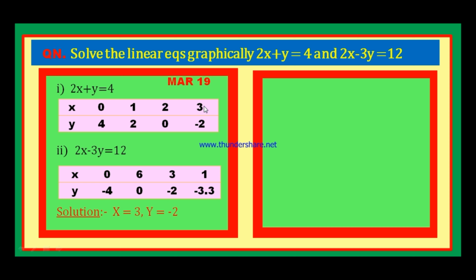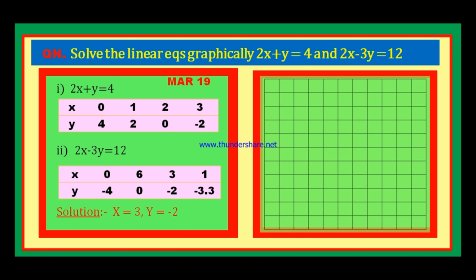Next take x is equal to 3. If you take x is equal to 3, 2 into 3 is 6, and y is equal to 4 minus 6, which is minus 2. Therefore, the points on the graph 2x plus y is equal to 4 are (0, 4), (1, 2), (2, 0), and (3, minus 2). Now let us represent these points on the graph sheet.